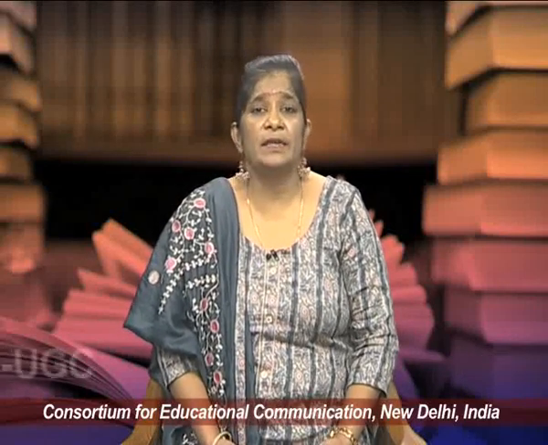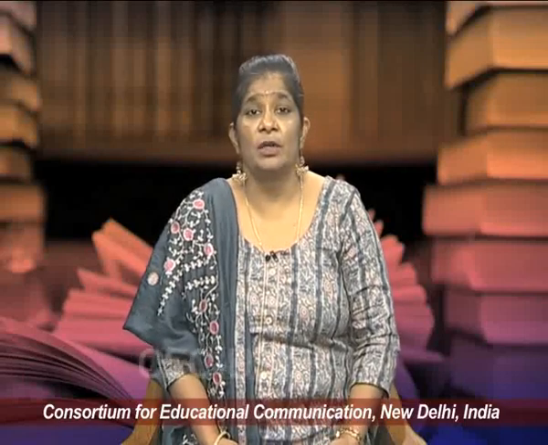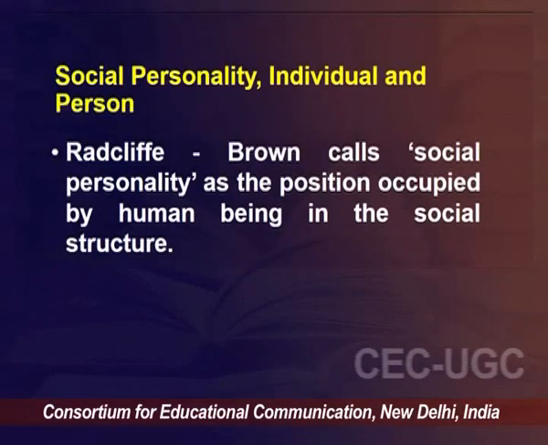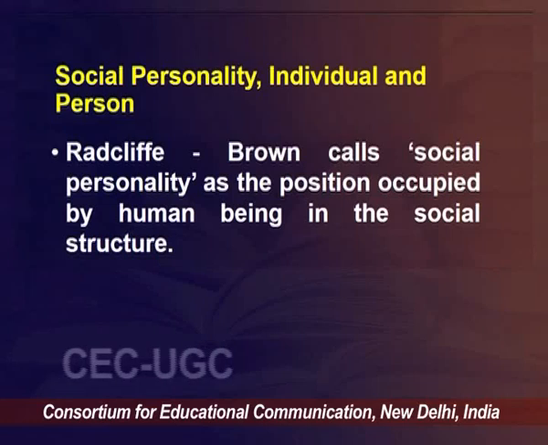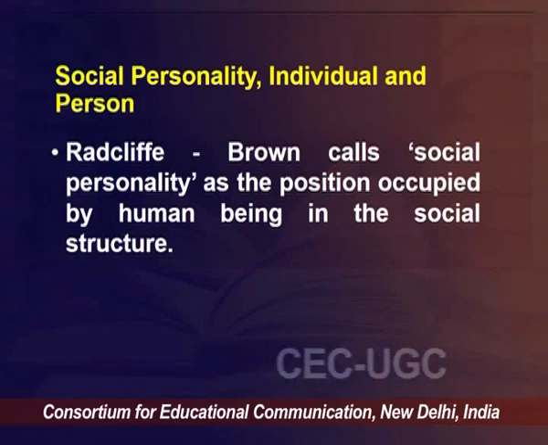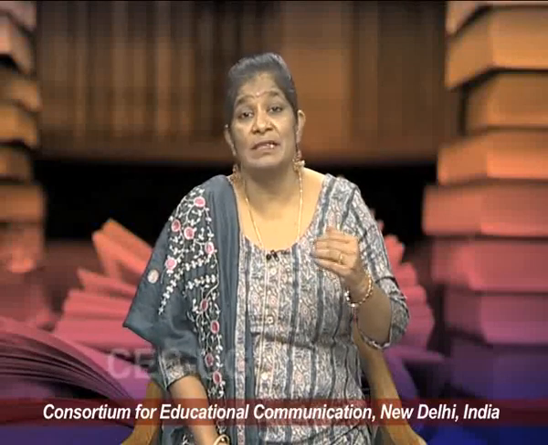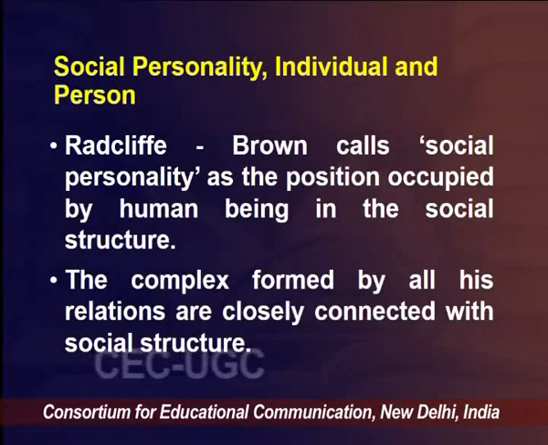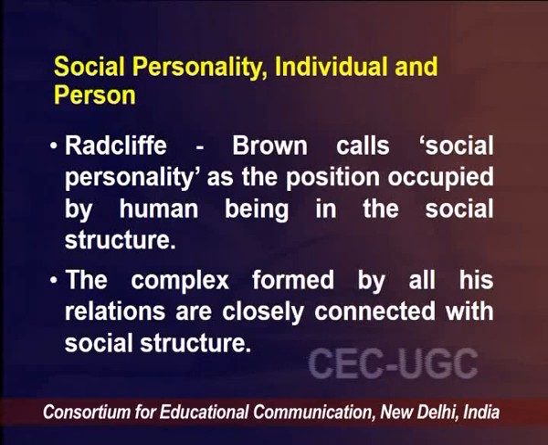Another concept that he talks about when he talks about social structure is social personality, individual and person. Radcliffe Brown calls social personality the position occupied by a human being in the social structure. Now, social structure is a network of relationships among individuals. Each individual has their own personality, and this personality is to a large extent dependent on the relationships that an individual has with other members. The complex formed by all these relations is closely connected with the social structure.